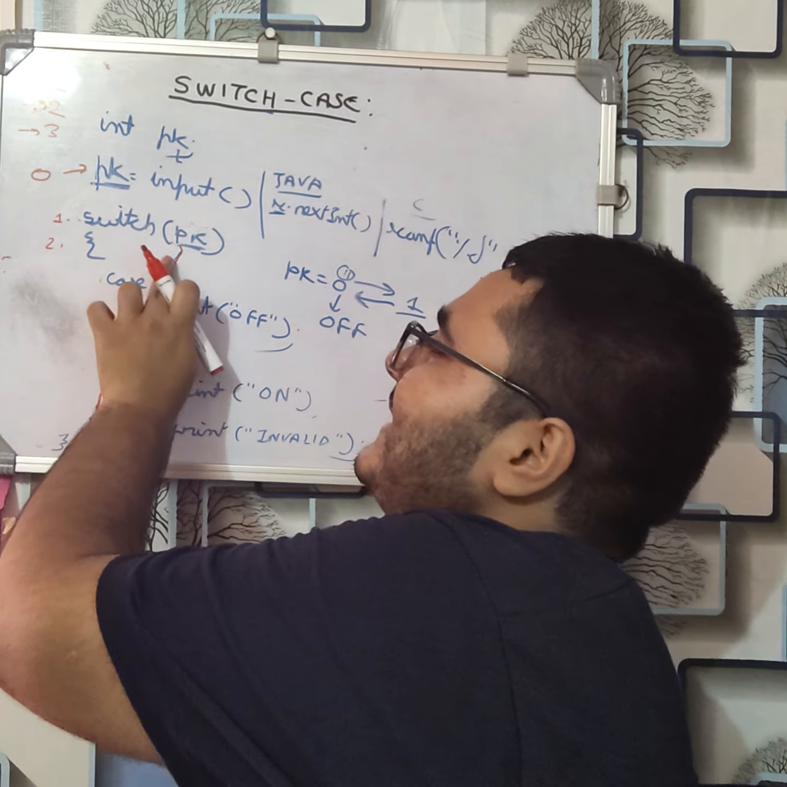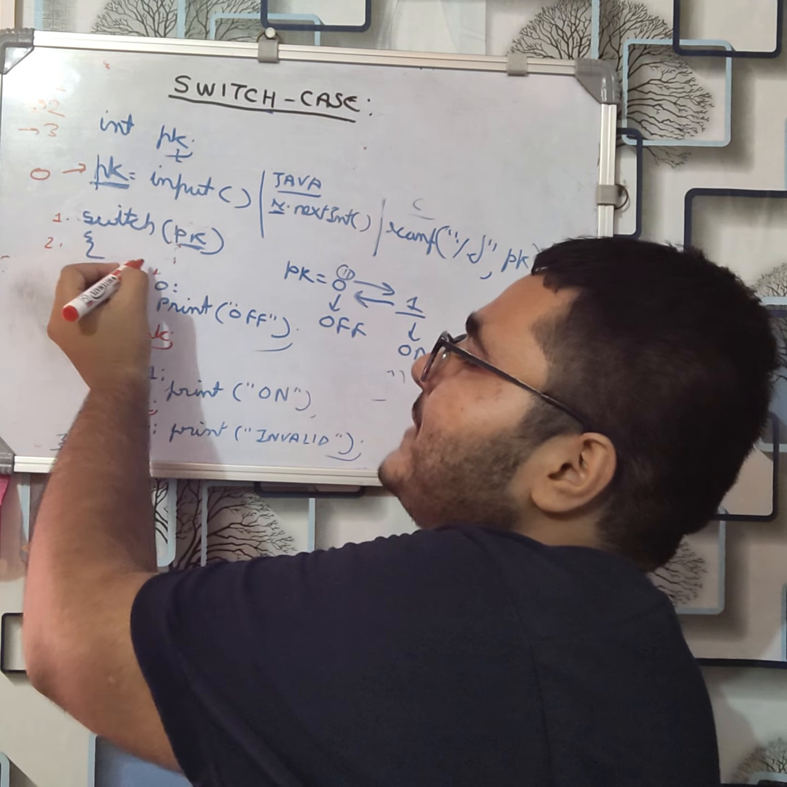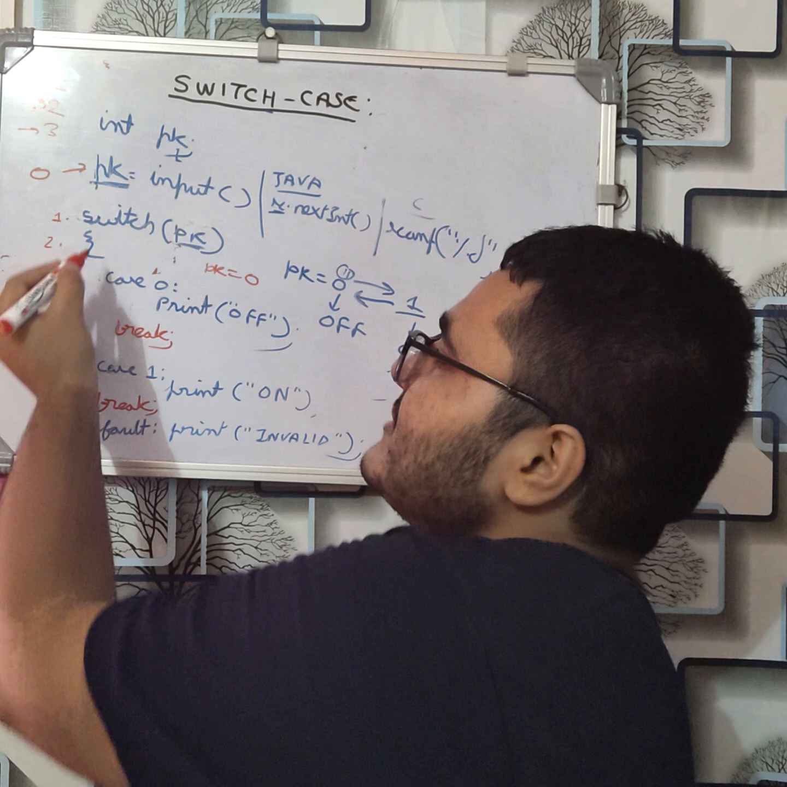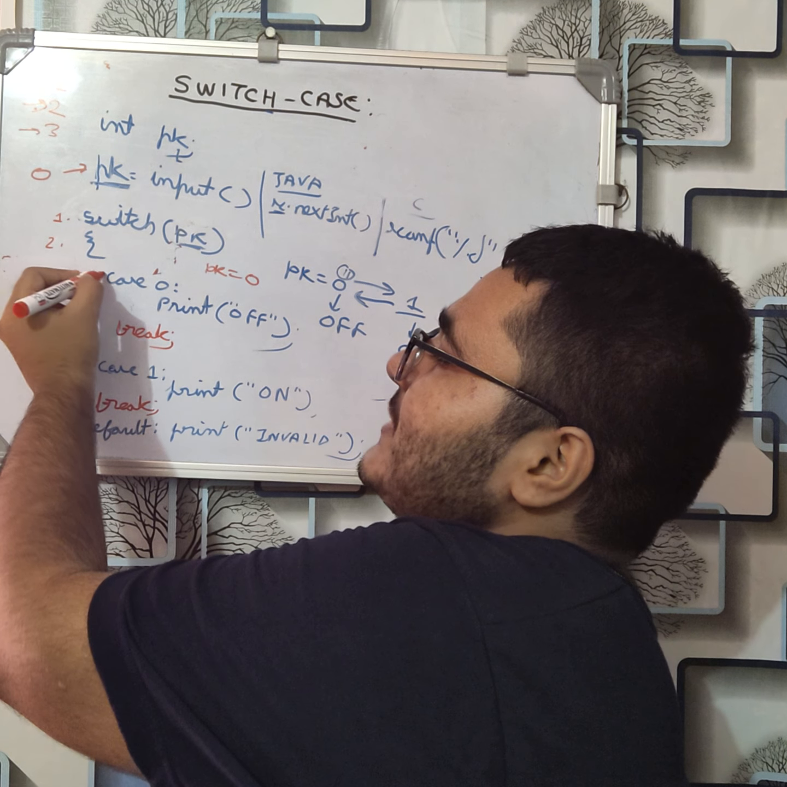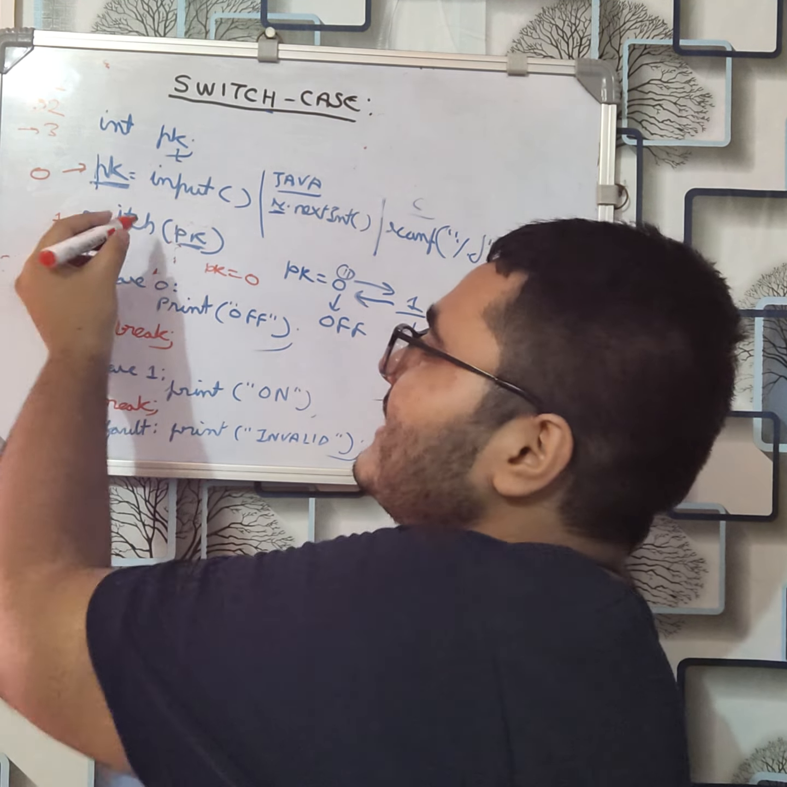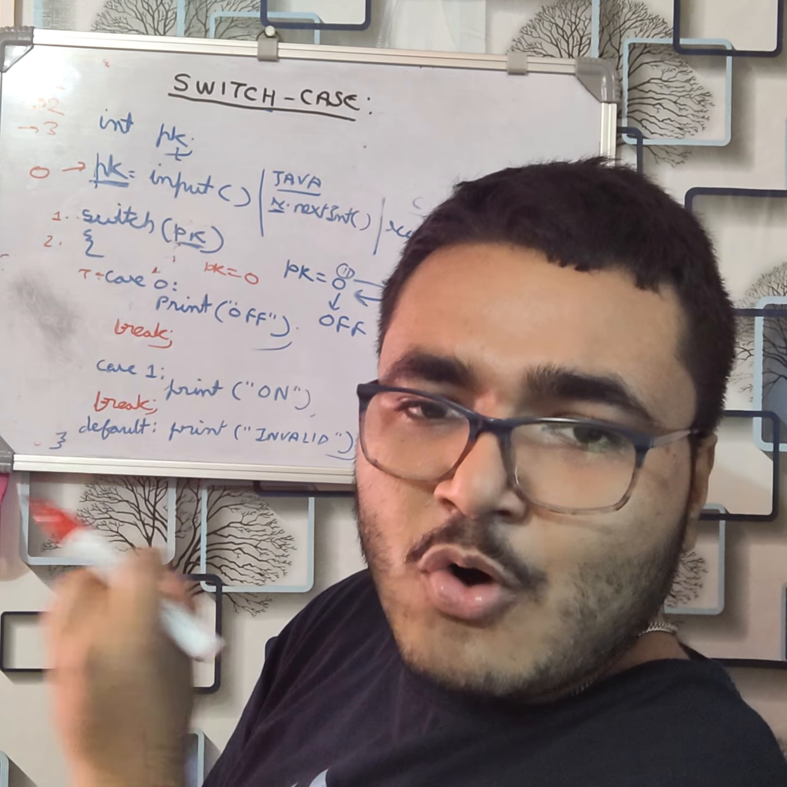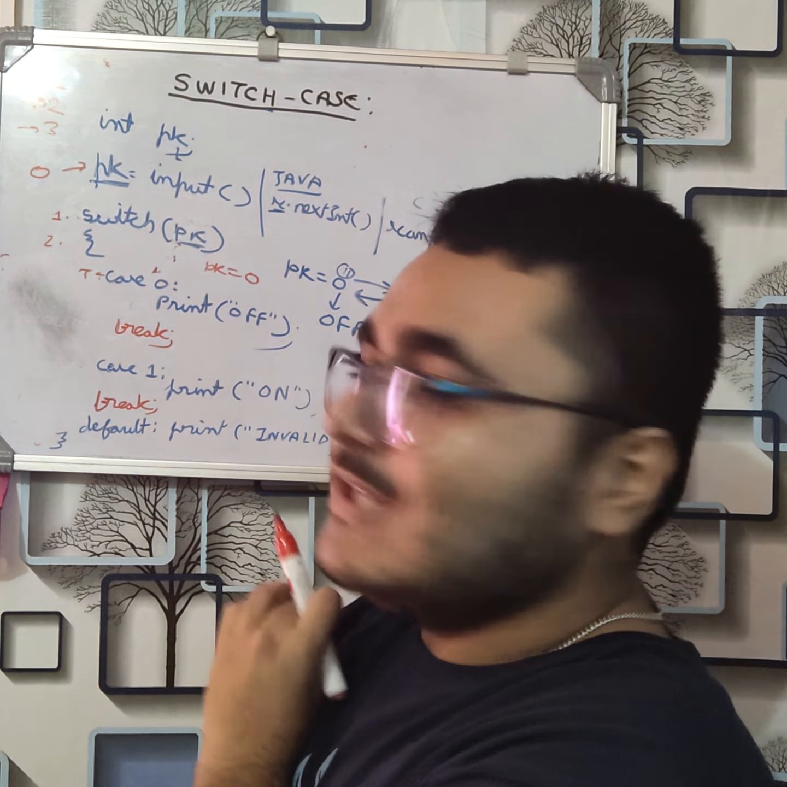And now if I give, say suppose, the value of pk as 0, so then case 0 is true, case 0 is hit. See, it is like, whatever the value of the variable is, that case will be hit.